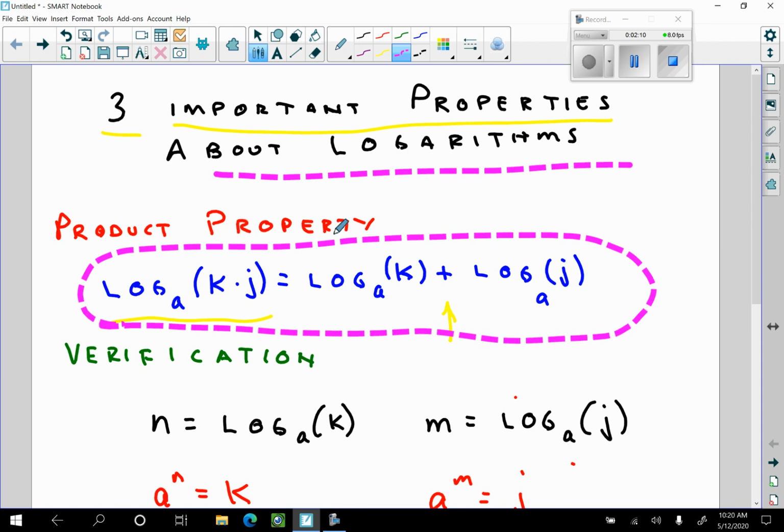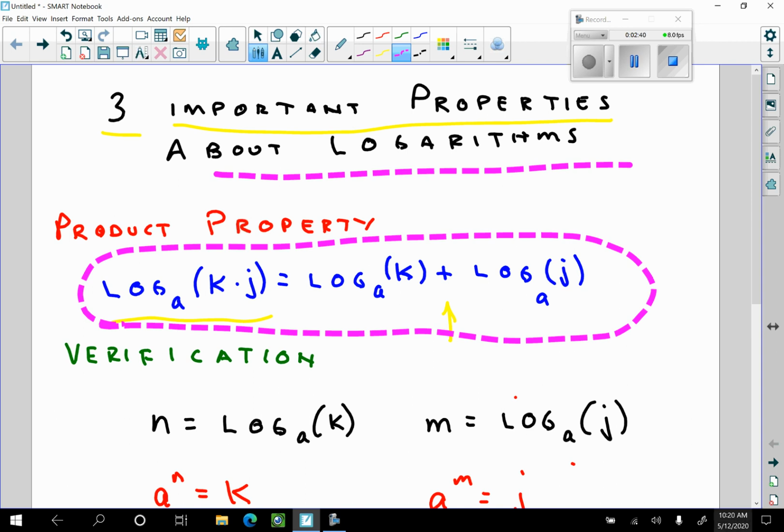We call this the product property of logarithms. This is the product property, because what am I doing? I'm multiplying k times j. So you're going to be asked on some IXLs, hey, what's the product property? If you're taking the log of a product, you take the log base a of k plus log base a of j. So you're going to add these two factors there.